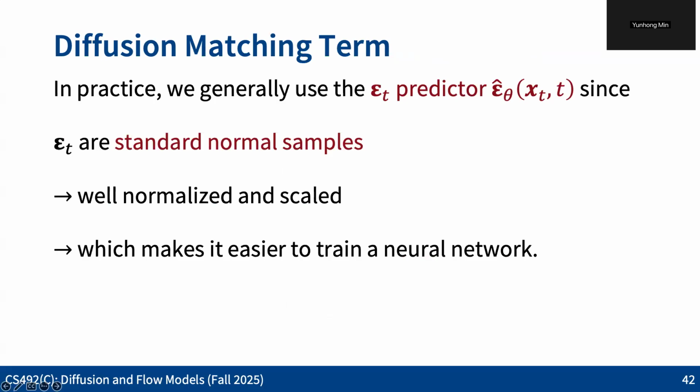Because we know that the noise consists of standard Gaussian samples, which means that these are well normalized and scaled values. For all neural net training, you know that it's very important to do pre-processing in terms of normalizing all the input data, right? Which means that these are naturally normalized as standard Gaussian samples. This also makes it very easy to train this noise predictor using the neural network. So that's one of the many reasons why the training of the diffusion model is quite stable, and that's the reason why we consider the noise predictor.